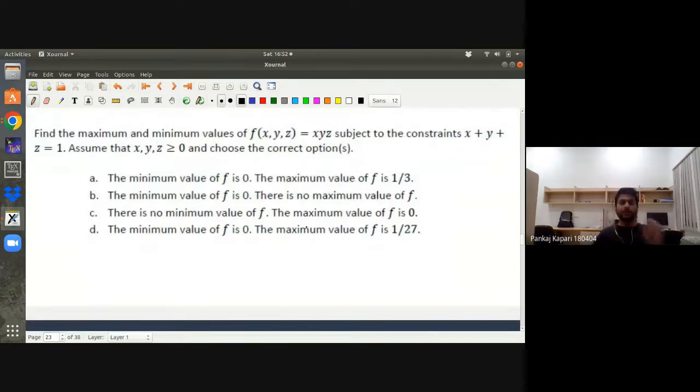Okay, you have to find the maximum and minimum values of this function subject to the constraint that x plus y plus z is equal to 1. So your function has three variables, and the function is x times y times z, and you have to find the maximum and minimum value subject to the condition that the sum of all three variables is equal to 1. Okay, and we also assume that x, y, and z are non-negative.